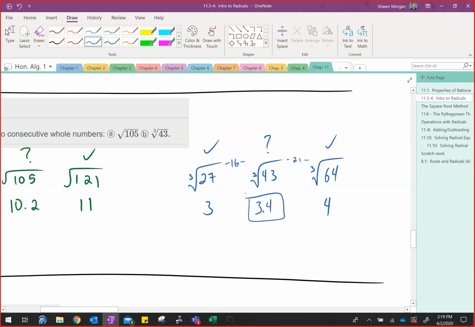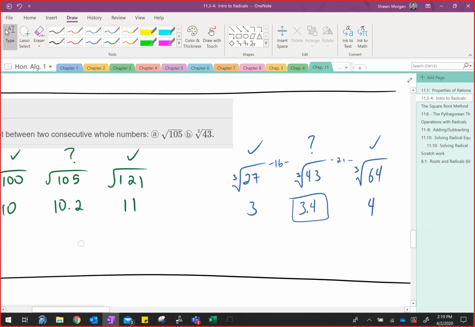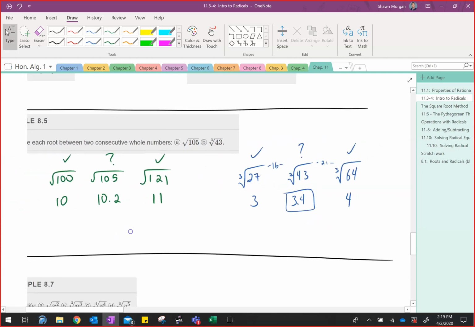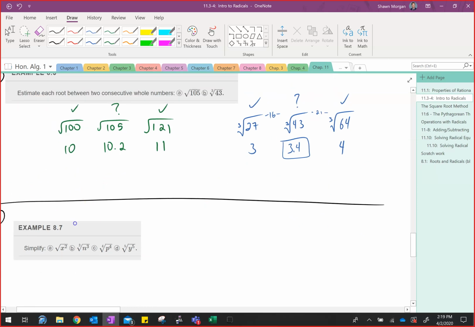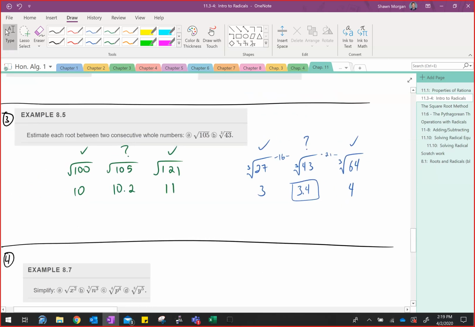How could I verify my answers? How could I check to see if these are good approximations? Cube 3.4. Oh, okay, that's not a bad idea. So you could cube 3.4 and see if it's close to 43. I was thinking a little bit more technologically savvy, maybe. Use a calculator. Yeah, whip out ye old calculator.